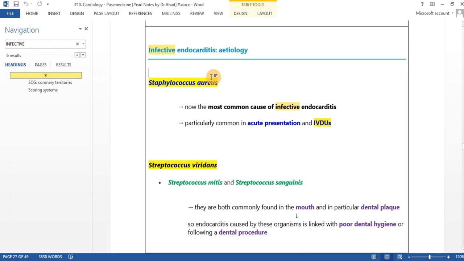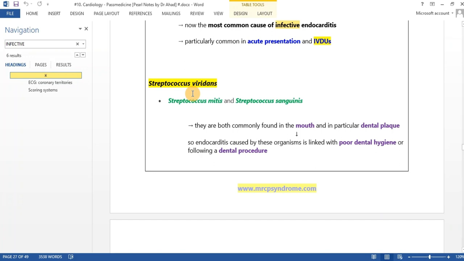And A for aureus, A for acute presentation, and A for abuser. So the patient will have acute presentation and is often associated with IV drug abusers. And Streptococcus mitis or Streptococcus sanguinis are subtypes of Streptococcus viridans. Streptococcus viridans is the normal flora of the mouth, and is related to either dental procedures or poor dental hygiene. So in the question, if they mention any dental procedure like dental extraction or poor oral hygiene, then the most likely organism should be Streptococcus viridans.